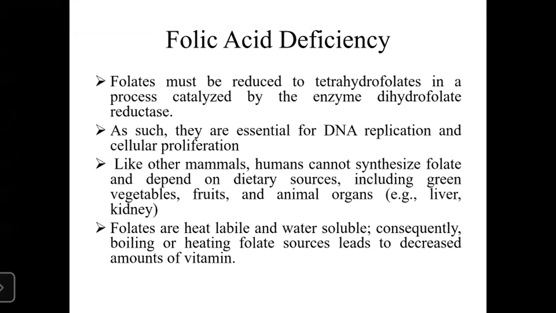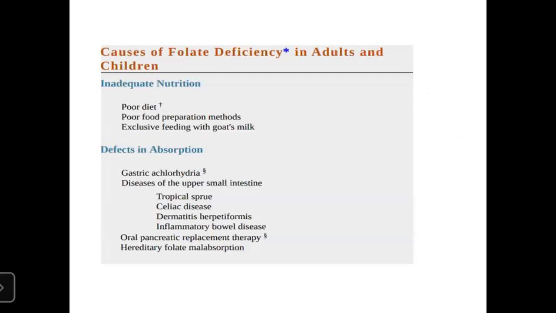Like other mammals, humans cannot synthesize folate and depend on dietary sources including green leafy vegetables, fruits, and animal organs such as liver and kidneys. Folates are heat labile and water soluble. Consequently, boiling or heating folate sources leads to a decreased amount of vitamin. So causes of folate deficiency are inadequate nutrition such as poor diet, poor food preparation methods.